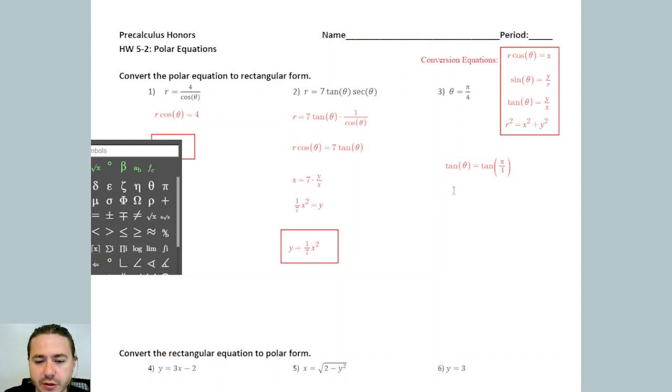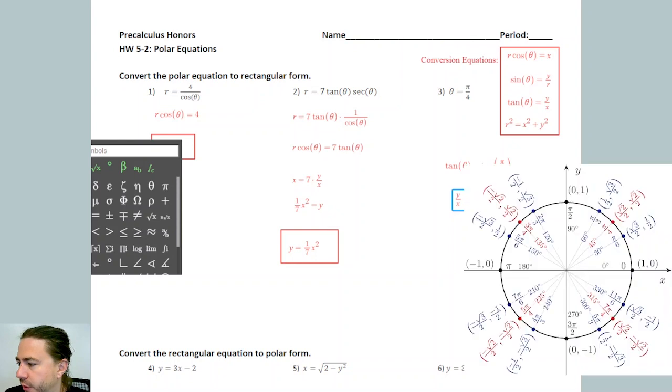So tangent of theta is just going to be y over x. Tangent of pi over 4, so let me bring up the unit circle just to remind you. We're looking at pi over 4, and tangent is going to be the y divided by the x. So that would be root 2 over 2 divided by root 2 over 2, so that's just going to be 1. So this ends up being just y equals x.